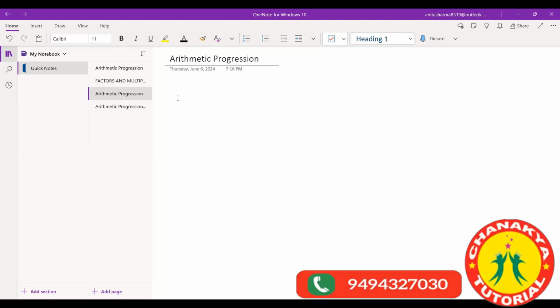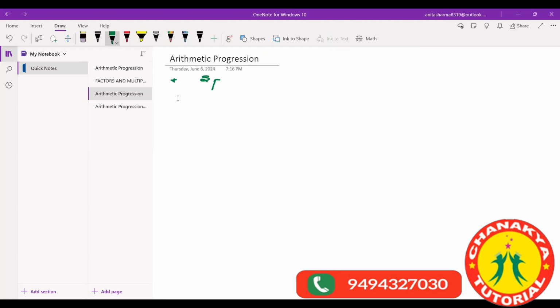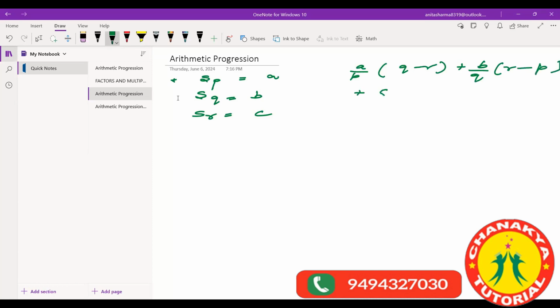And the sum of first p terms. Sum of p terms of AP is A, sum of q terms is B, and sum of r terms is C. Right, beta? And we have to prove A by P into (Q minus R) plus B by Q into (R minus P) plus C by R into (P minus Q) is equal to 0. This thing we have to prove.